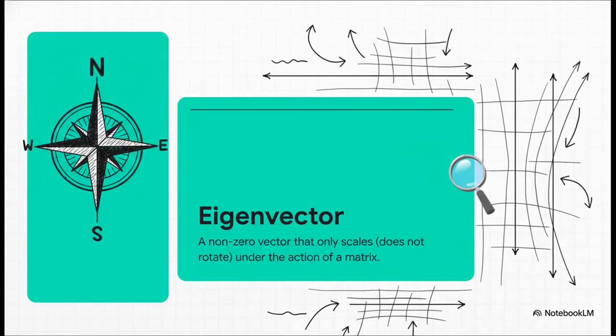Now, the first piece of this secret code is something called an eigenvector. So think about it like this. When a matrix acts on the space around it, most vectors get totally knocked off course. They point in completely new directions. But eigenvectors, they're special. They're kind of like a compass needle. No matter how you warp the map around it, that needle holds its ground, always pointing in its own true north. The only thing the matrix can do to it is make it longer or shorter.